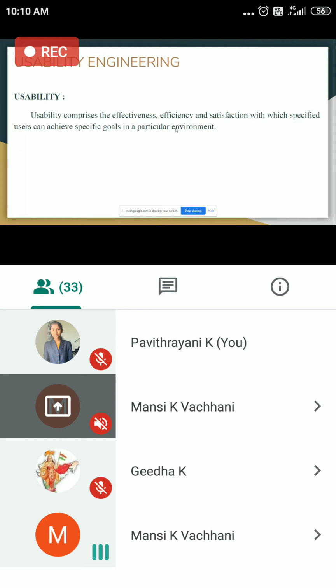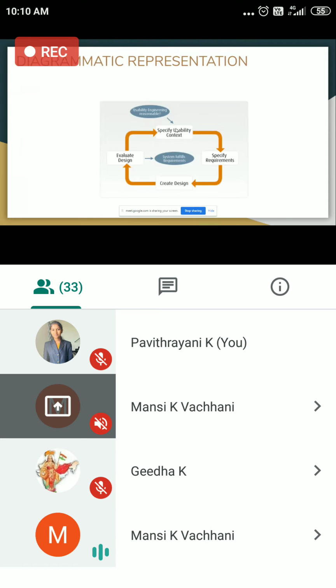Okay, usability comprises effectiveness, efficiency, and satisfaction. In usability engineering, the effectiveness, efficiency, and satisfaction of the customers are specified for the specified users, who can achieve specific goals in a particular environment. For the product that is developed, we see whether it is effective, efficient, and satisfying to the users in the usability manner. So this is the diagrammatic representation.